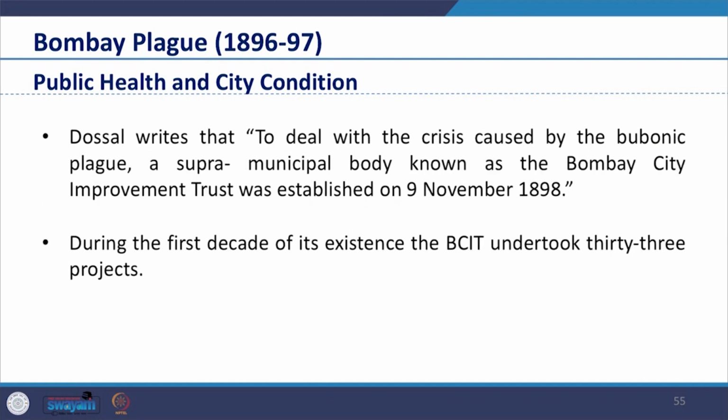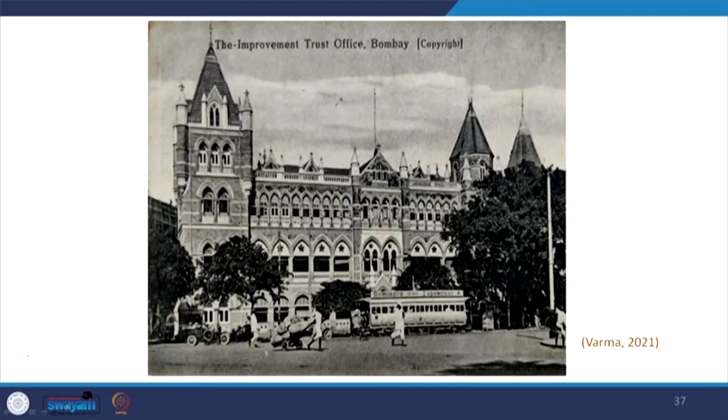Dossal writes that to deal with the crisis caused by the bubonic plague, a supra-municipal body known as the Bombay City Improvement Trust was established on 9th November 1898. During the first decade of its existence, the BCIT undertook 33 projects. In this image, we can see the picture of the office building of BCIT.